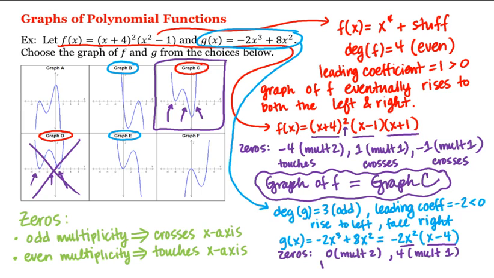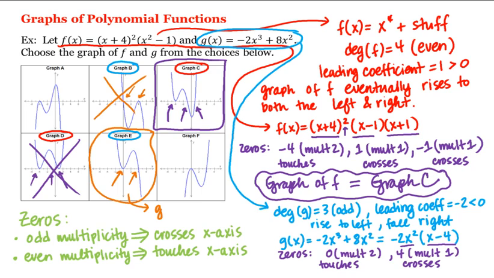And therefore, the graph of g touches the x-axis at x equal to 0, and it crosses the x-axis at x equal to 4, which means graph E then would be our answer, because the graph touches the x-axis at x equals 0, and it crosses at x equal to 4. And looking at graph B, this wouldn't work because it's crossing at 0 and touching at 4. So this here then is the graph of g.